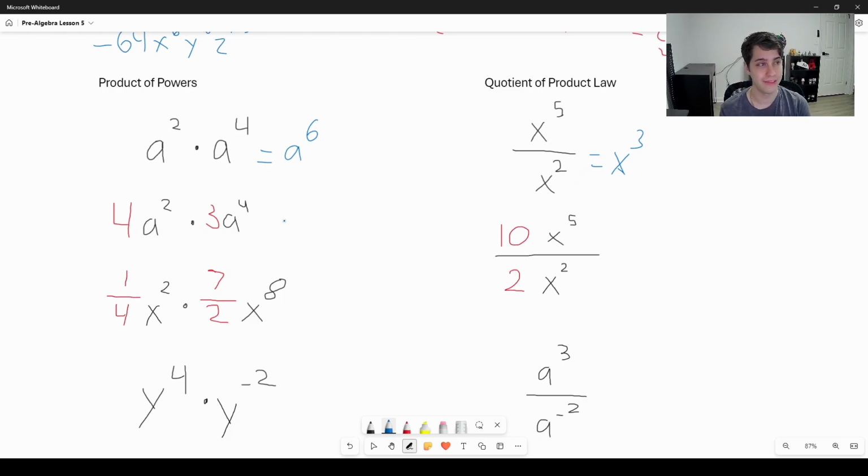But we can actually make these a little bit more complex. So as we go through here, they're going to be getting harder and harder. But again, try them if you can. Let's begin with this first example on our product of powers.